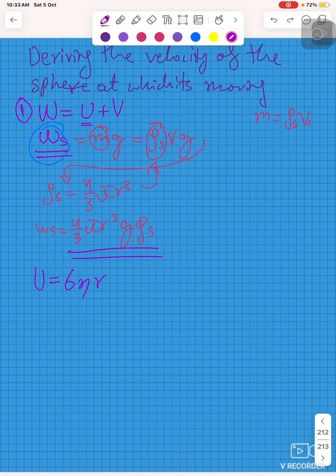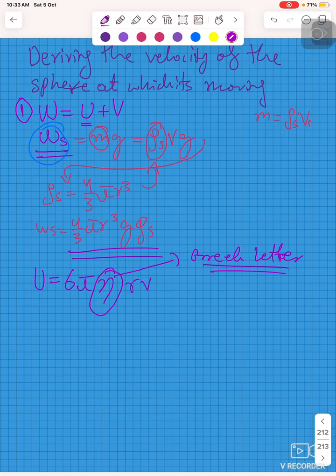The viscous force is 6 pi, sorry, pi I'm missing, 6 pi, viscosity, and this is a Greek symbol, a Greek letter, and rv.